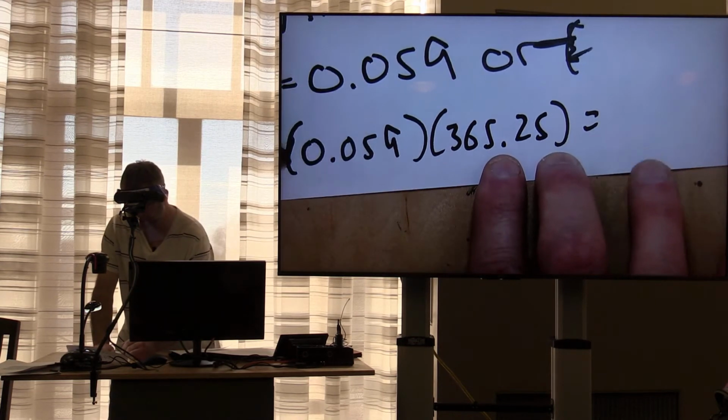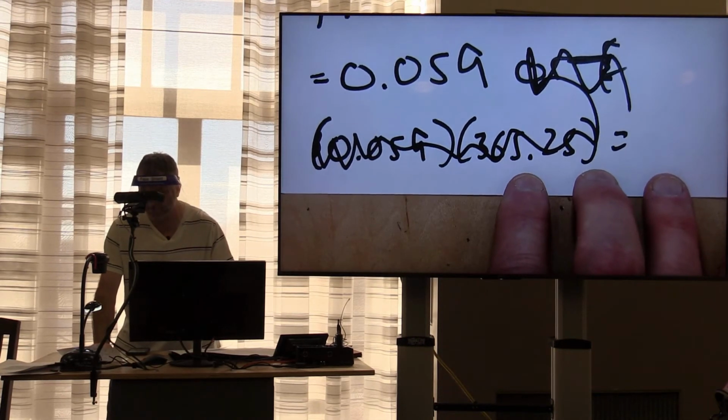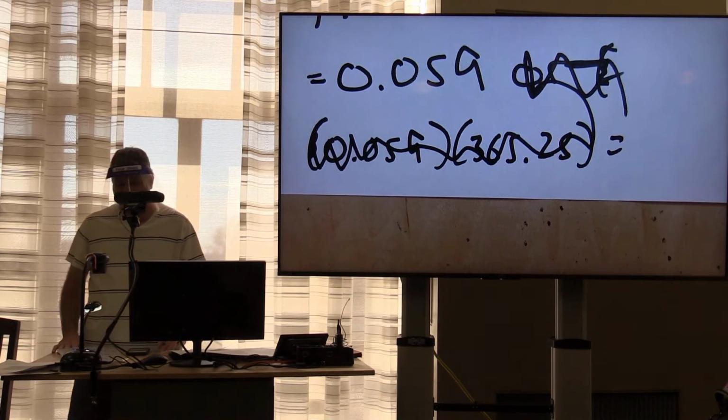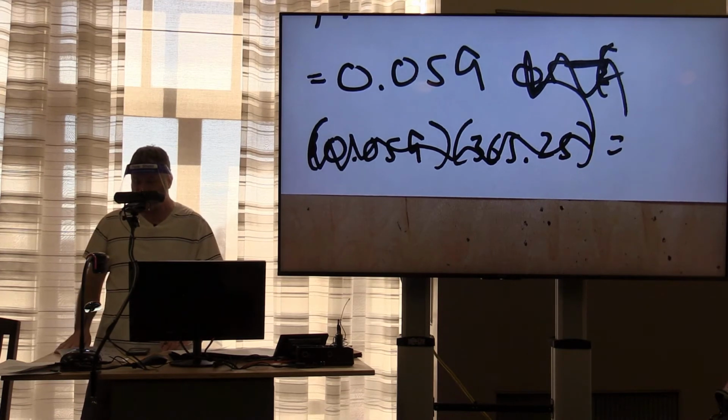Well, let me actually just leave it like that. So it's at time 0.059. You reorder. If we express it in days by multiplying it by 365.25, that would tell you how many days we need to reorder.